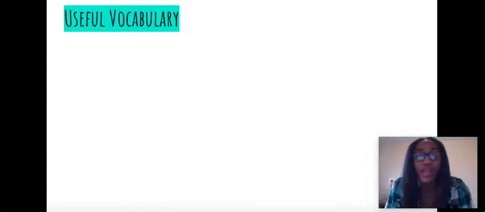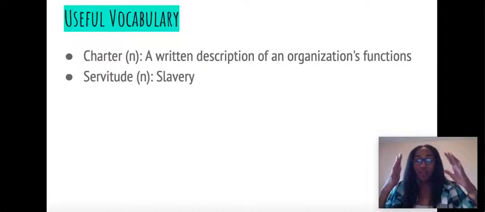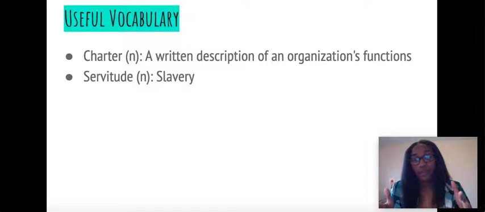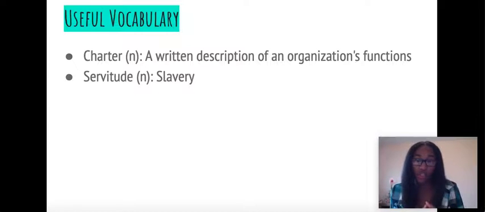Here's some vocab words that will help you as you read today. The first is a charter, which is a written description of an organization's function. So kind of like we have a charter school, and that means that our school has a different structure or a different organization than most schools. The Virginia Company's charter was the rules about how they wanted the settlers to be structured. So today in this reading, you'll see that there's a new charter, which is a new way they want everything to be organized.